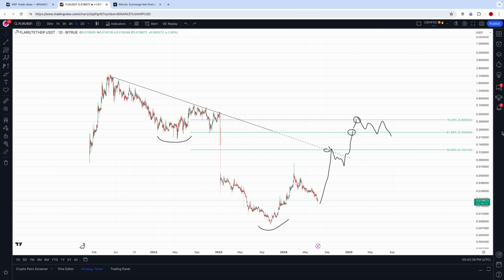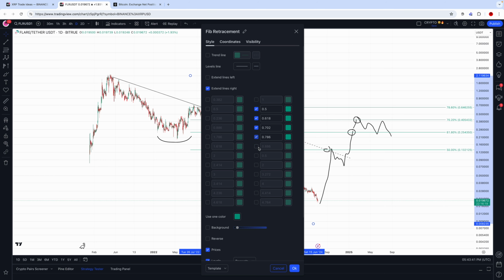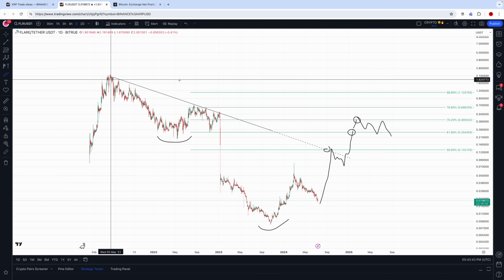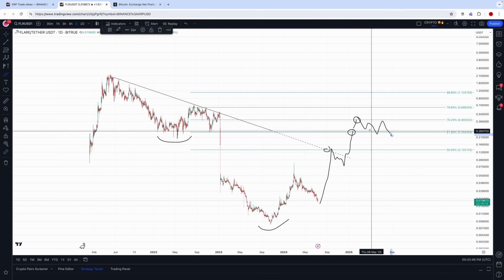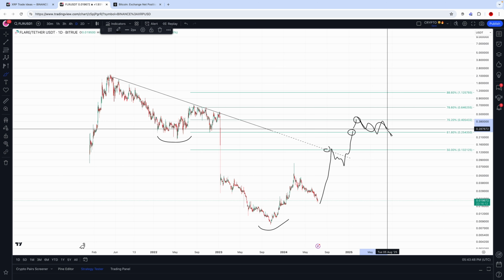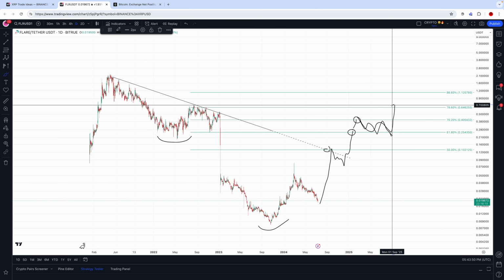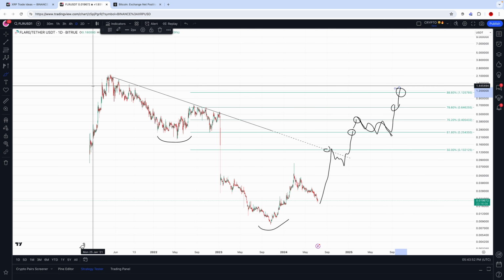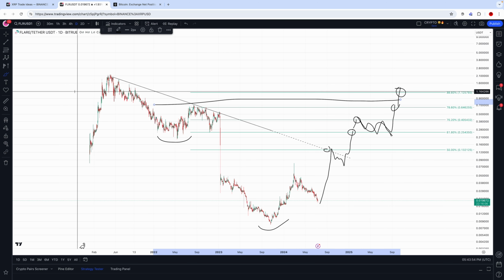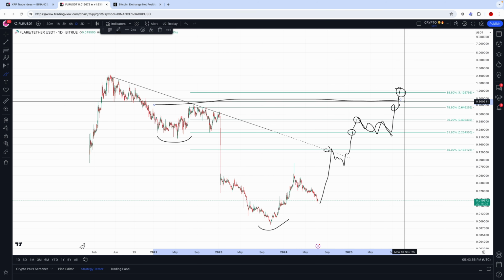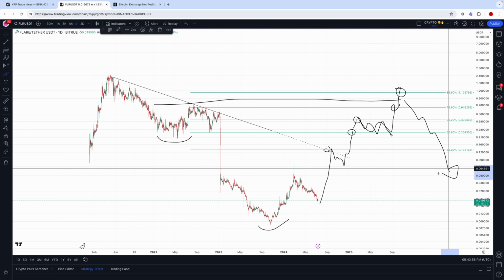And let's not forget the 78.6% fib here. Okay, because there is a possibility that after we have a pause in the markets, it continues up towards your higher fibs and then possibly makes a double top over here, double top like structure. And then it comes down from there for your bear market.